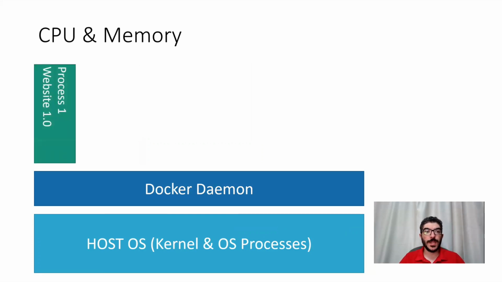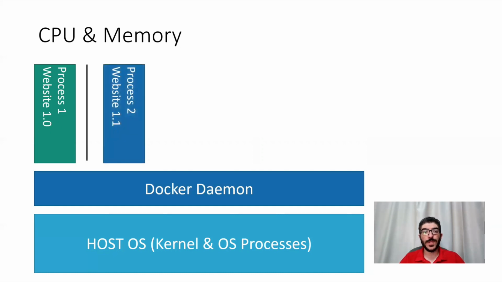And container 1, as we said, is version 1 of my website. And my website is generally a process. I don't need a different kernel. It will use the same host OS kernel. It will just start a new process. Think of it as process 1 of website 1. When I tell Docker to start a new process for container 2, it will start process 2 for container 2.